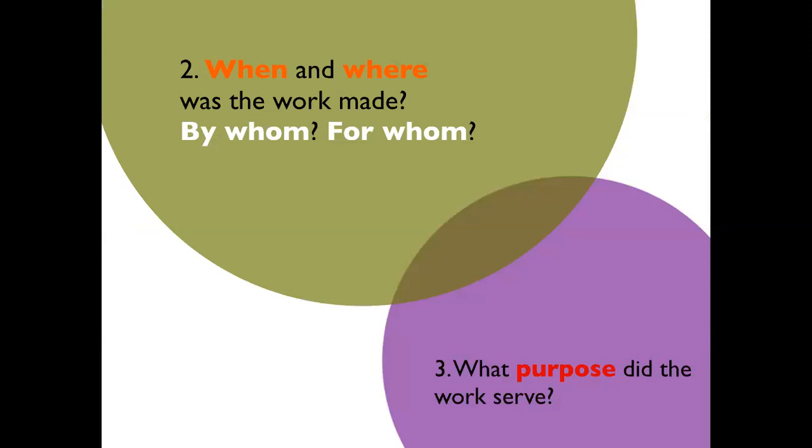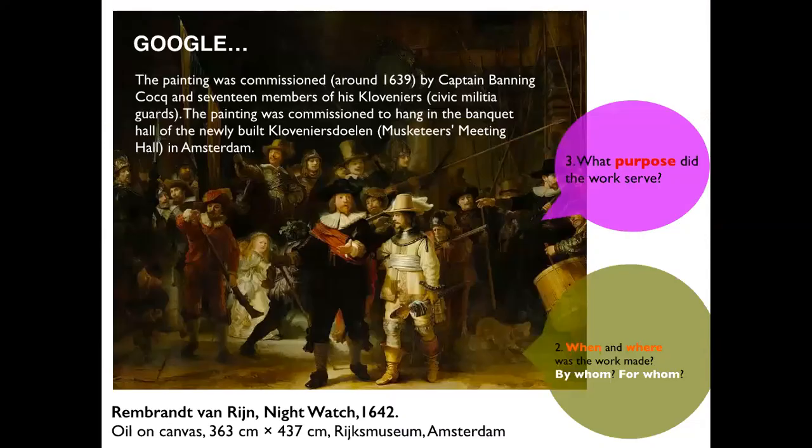And the second thing you can ask yourself is, when and where was the work made? By whom or for whom? Or what purpose did the work serve? You can just try to Google the information from the internet or read more information from the book.